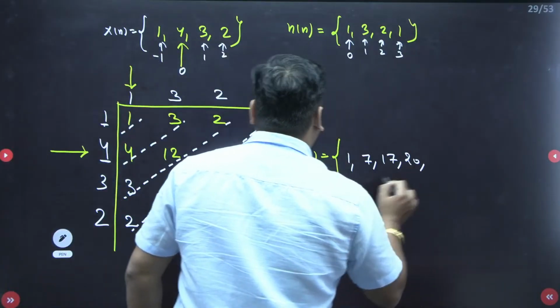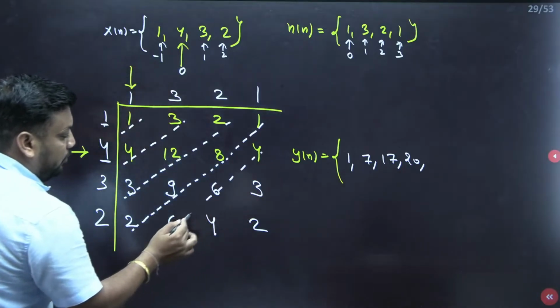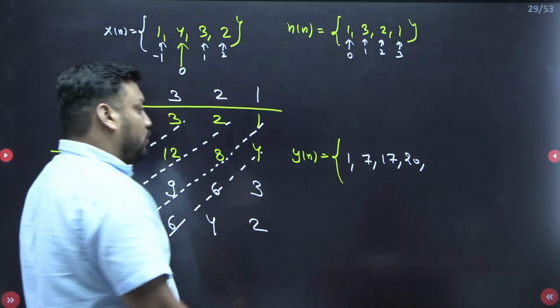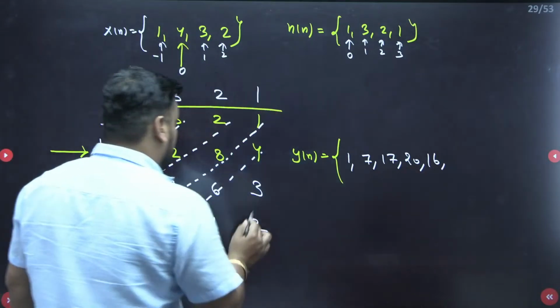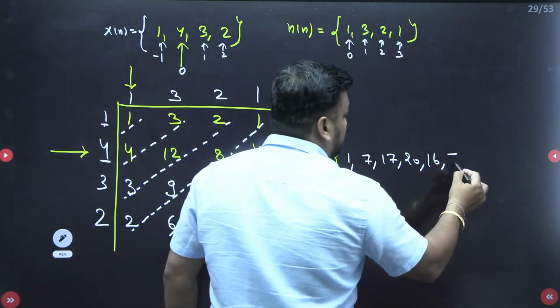Yes. Now diagonally we have to add. So 6 plus 6 is 12, plus 4 is 16. Then 4 plus 3 is 7, or 2.